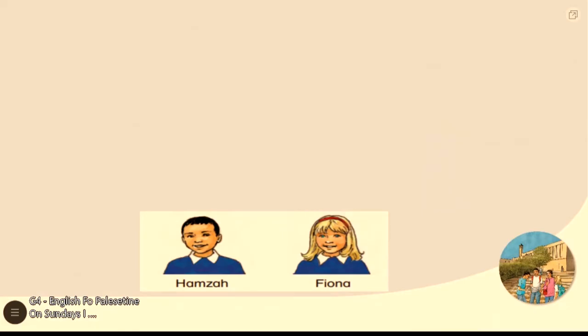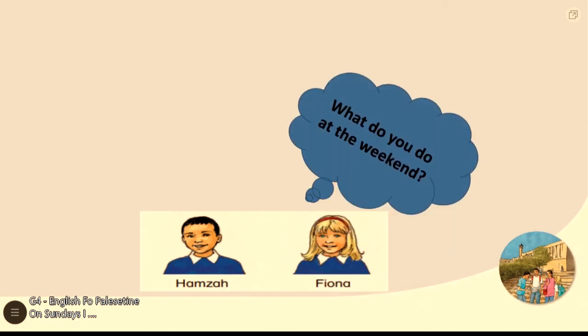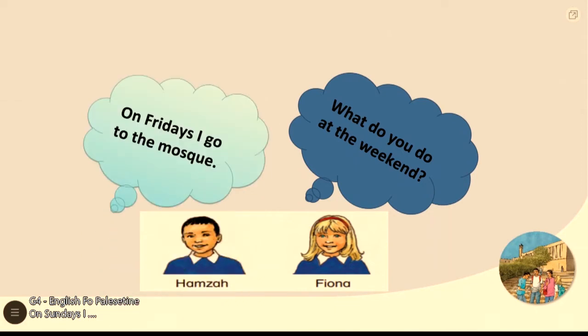Okay. Now here we have Fiona and Hamza. Fiona asks a question for Hamza. Let's see this question together. What do you do at the weekend? Hamza answers, on Fridays, I go to the mosque.